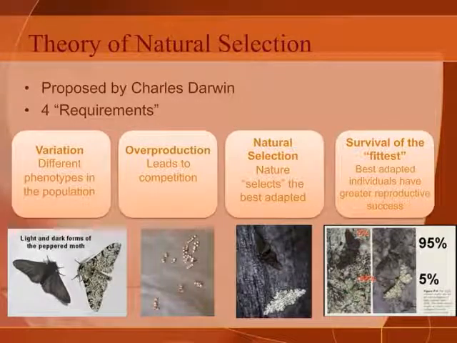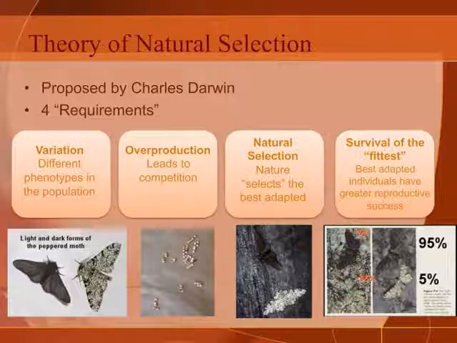We're still continuing down the left side of your graphic organizer. The theory of natural selection was proposed by Charles Darwin. This is an important scientist to remember, so please record his name. There are 4 requirements for natural selection. You're going to write these 4 requirements in and briefly explain each.